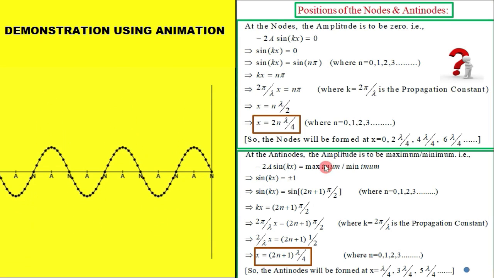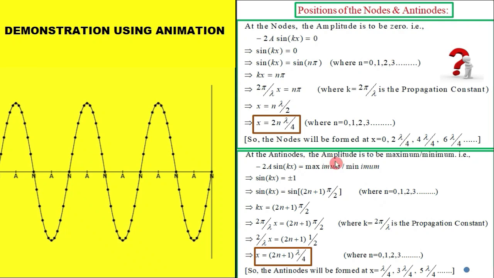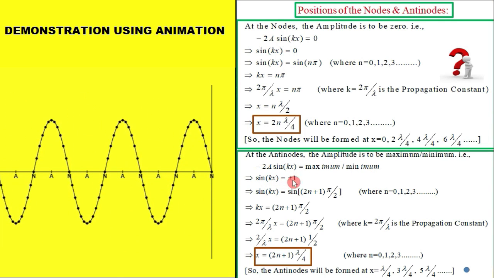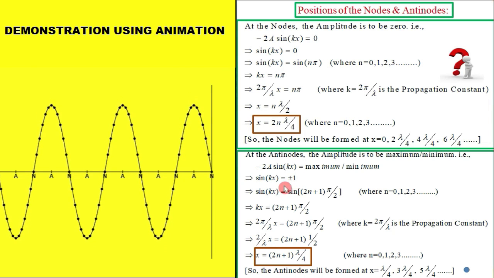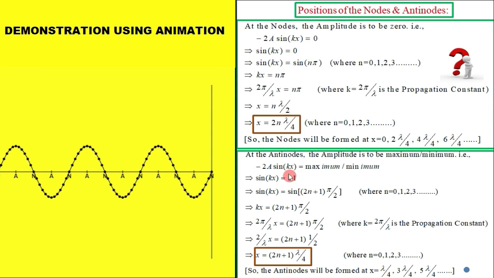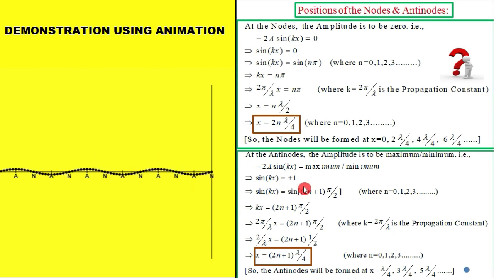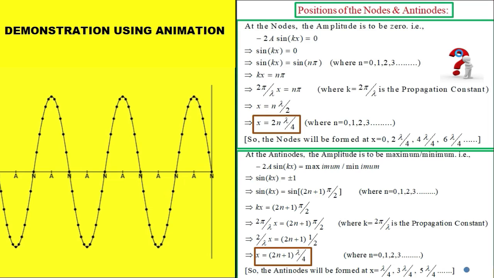So when will it be maximum? When sin kx is 1. When will it be minimum? When sin kx is minus 1. So sin kx equals plus or minus 1. Now, what is the value of the sine when it becomes plus or minus 1? Let us come to that previous diagram of the sine curve.